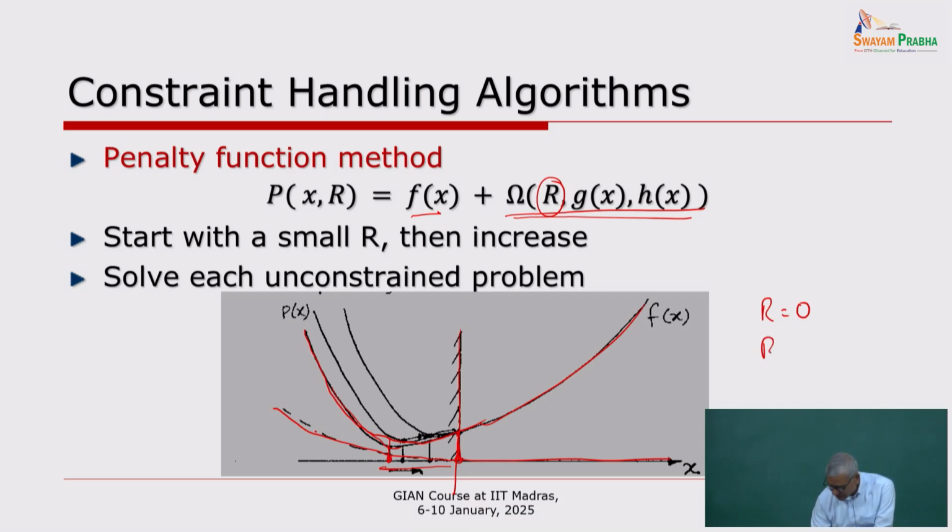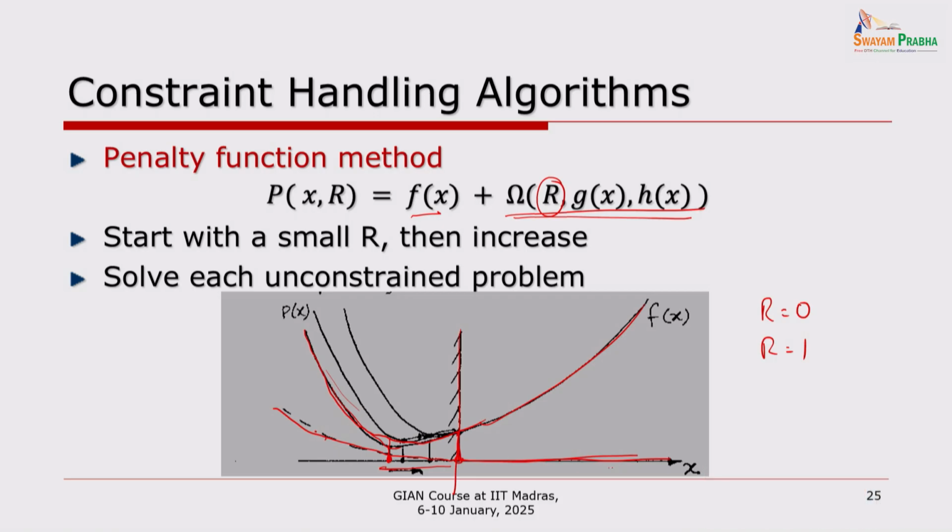Now I change r equal to 1. So this is added to this function, and the penalty function is 0 here. There is no penalty here. These are feasible. So this is only added in this part, the left part. So this is my function now.